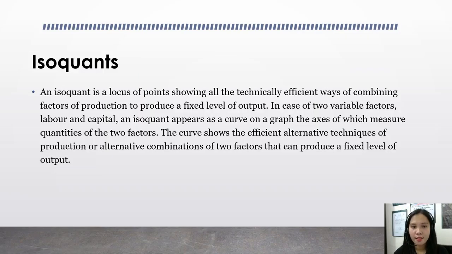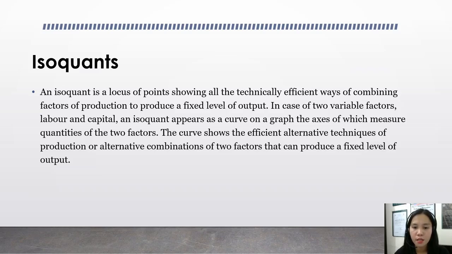So first, let us define what is isoquant. An isoquant is a locus of points showing all the technically efficient ways of combining factors of production to produce a fixed level of output. In the case of two variable factors, labor and capital, an isoquant appears as a curve on a graph, the axes of which measure quantities of the two factors.